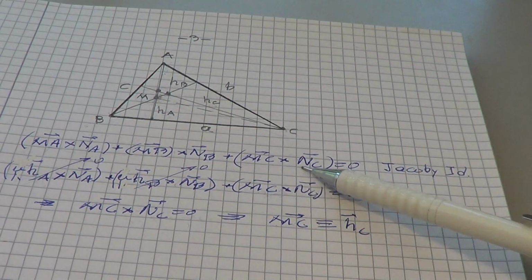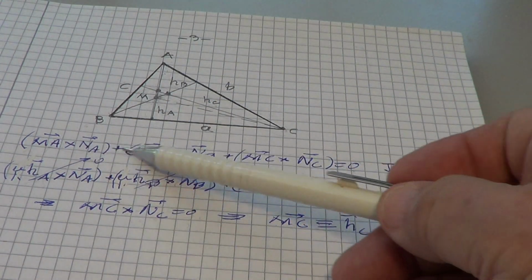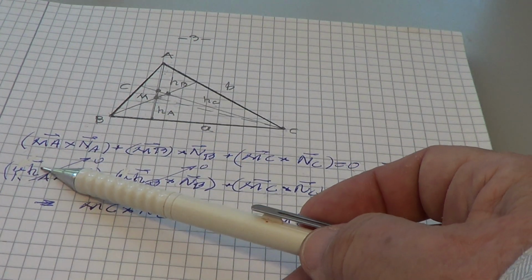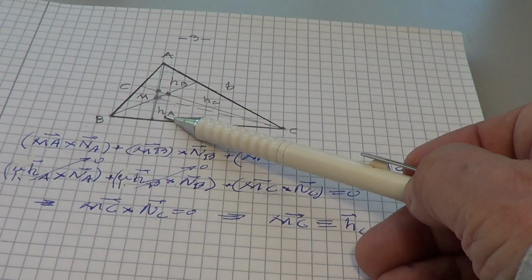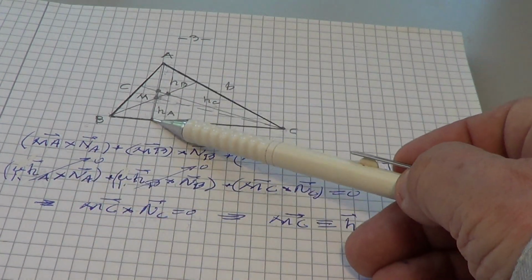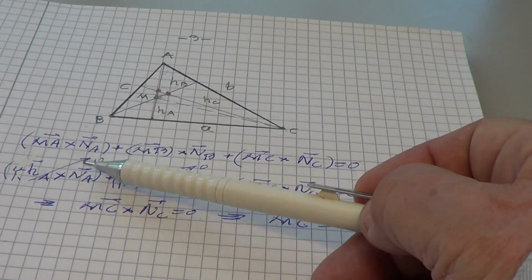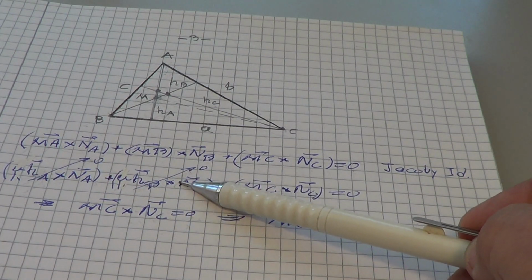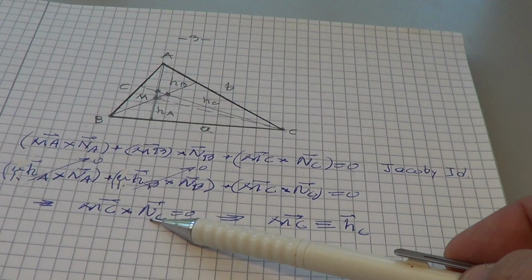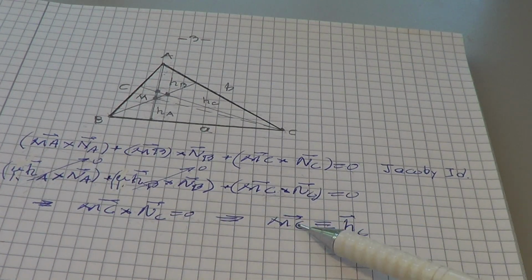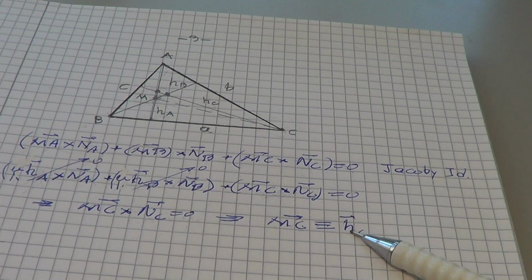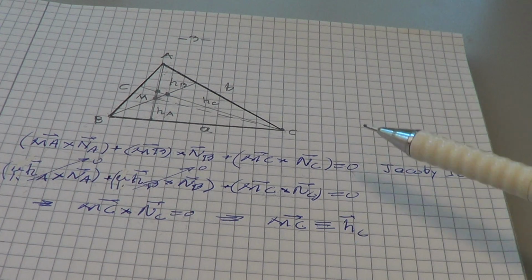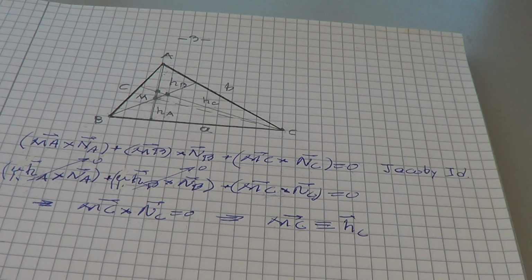Therefore, the previous expression equals 0 in this one, but MA is a fraction of HA, which is obviously collinear with N_A, as we have said before. Therefore, this expression is 0. The same applies for HB. And finally, MC cross N_C is equal to 0, because MC is proportional to HC, and therefore the three points coincide in only one. And the proof is done. Thank you very much.